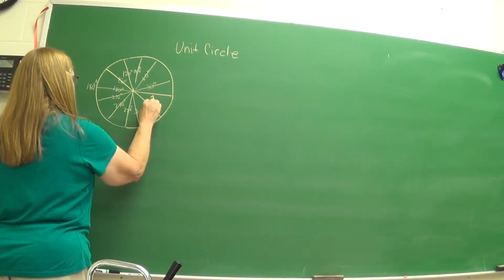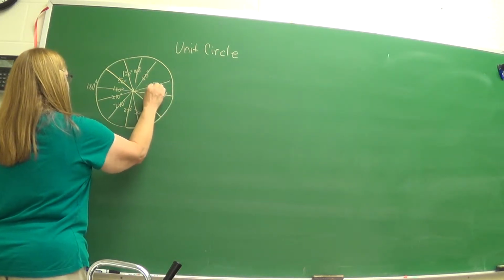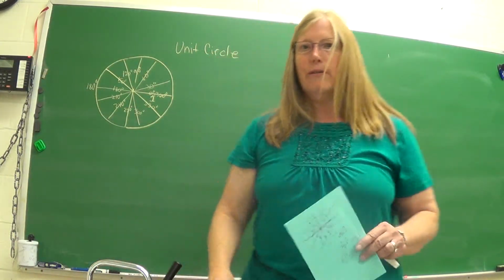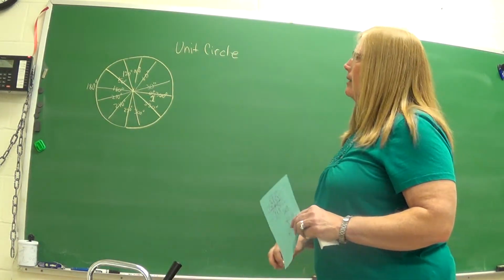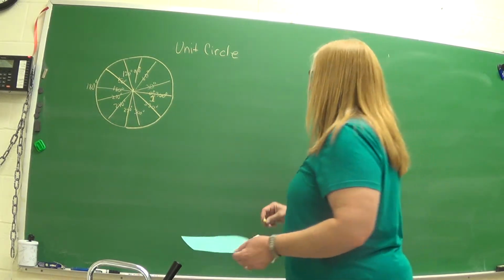330, and then 360, and we'll start at 0. So we can call that line 0 or 360. I should have written it in to begin with. So that is our trip around the unit circle in degrees.